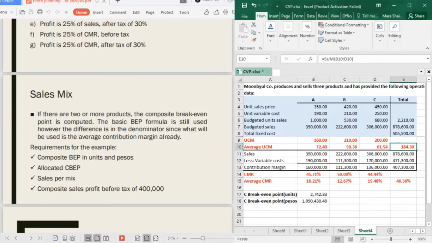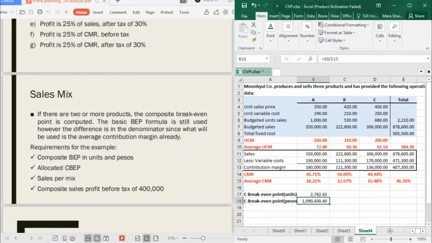Then you have the total average UCM. This is what you will use first in computing your composite break-even. As you can see, it is your fixed cost divided by your average UCM. Again, your unit contribution margin per product is multiplied by your sales mix ratio.